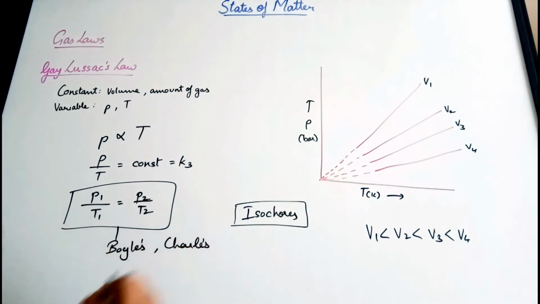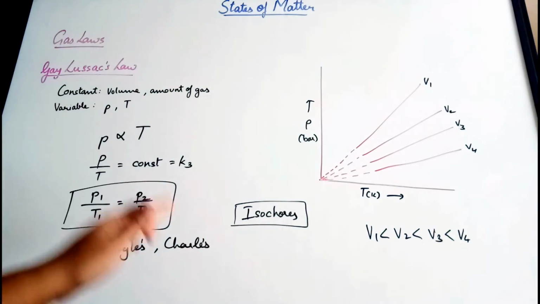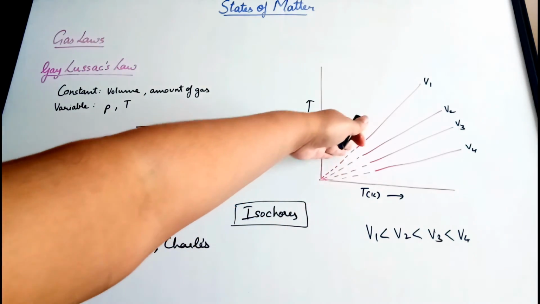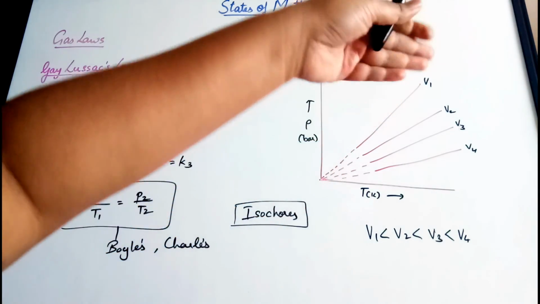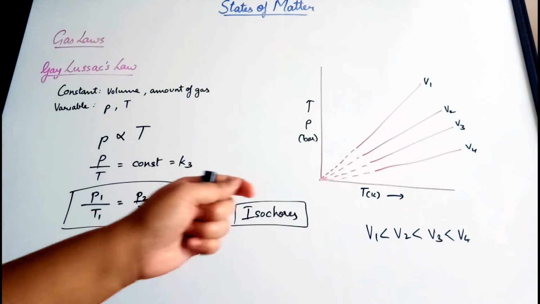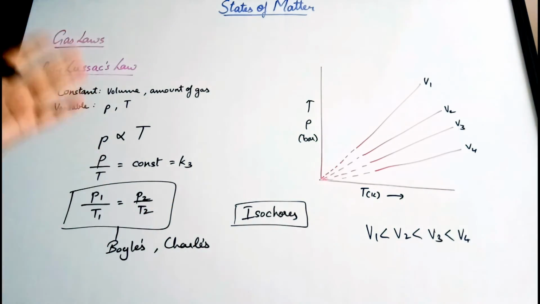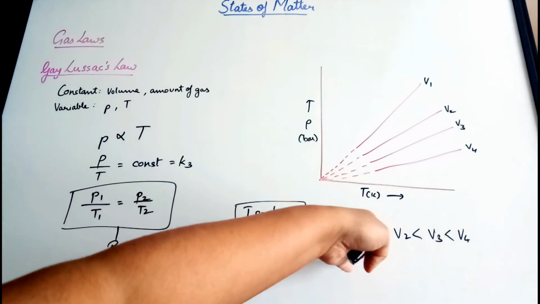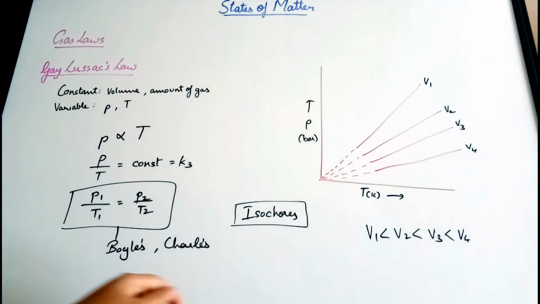Based on them, we have gotten this relationship, and when we plot the graph between pressure and temperature, we obtain straight lines. The reason we have dotted these lines is because they have been extrapolated to 0 Kelvin, the absolute temperature. A recap on Charles' law: with variation in volume, V1 is the least, then V2, V3, V4. This is because with decrease in temperature, the slope will increase, or the other way around.